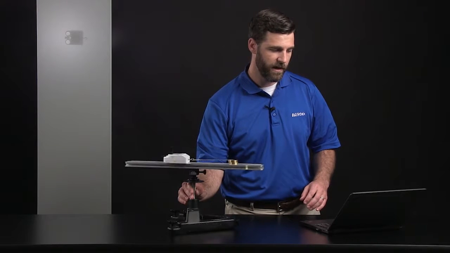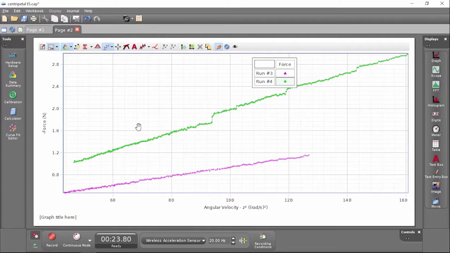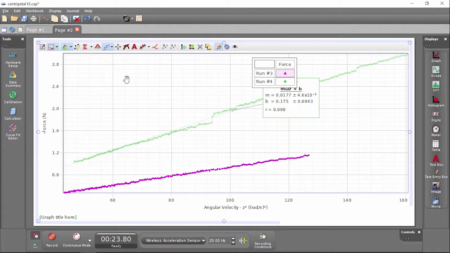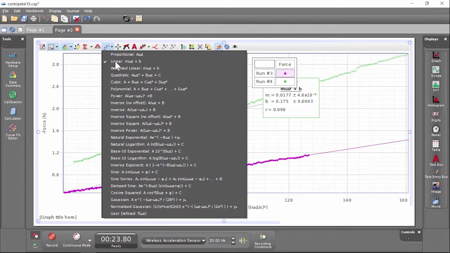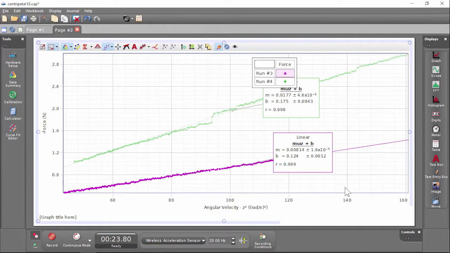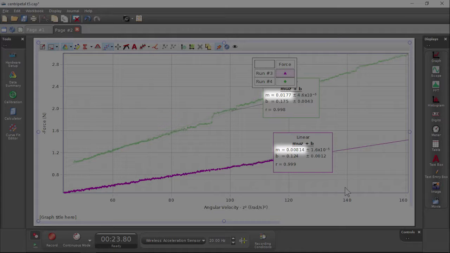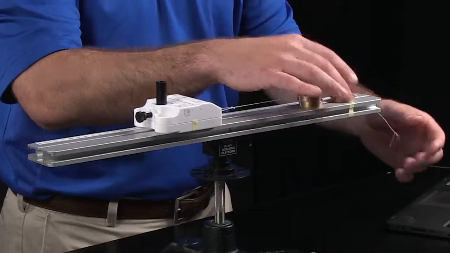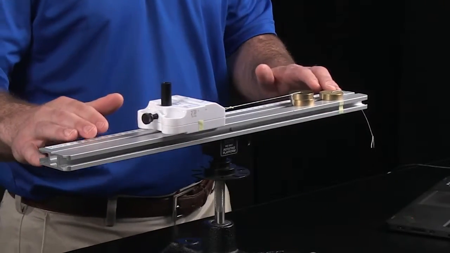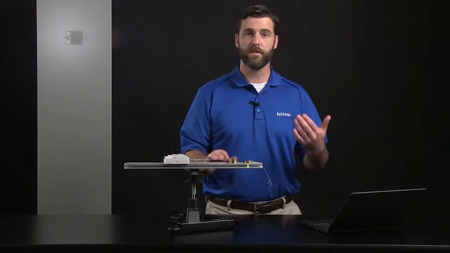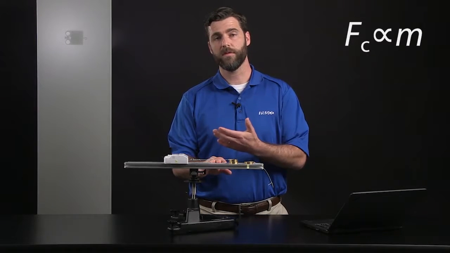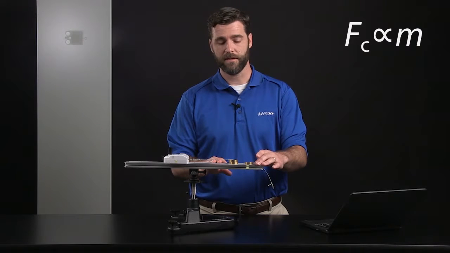And we can see in both of these runs that it's a relatively linear relationship. And in fact, if we applied linear curve fits like we did previously, we can see that there is about a factor of 2 difference between the slopes. And there was also a factor of 2 difference between the amount of mass that was attached to the end of the sensor. Twice as much mass doubled the slopes of these lines, which also denotes that there's a proportional relationship between centripetal force and the amount of mass attached.